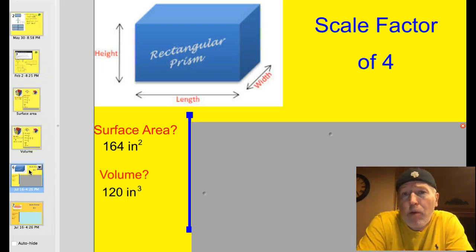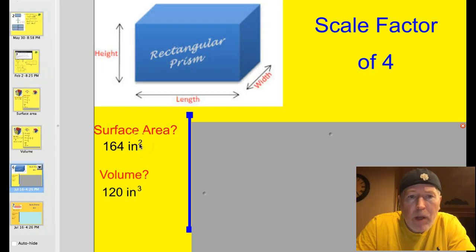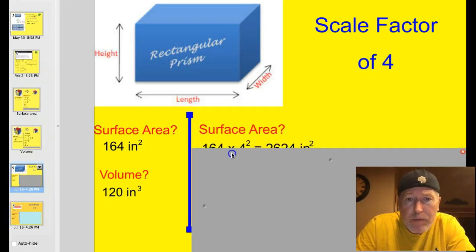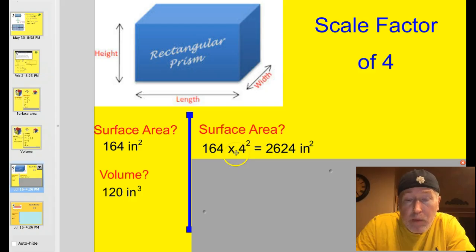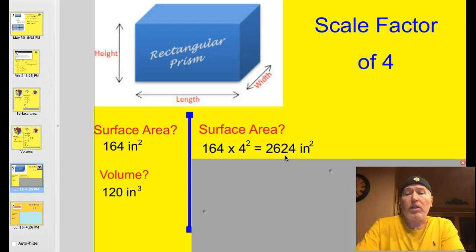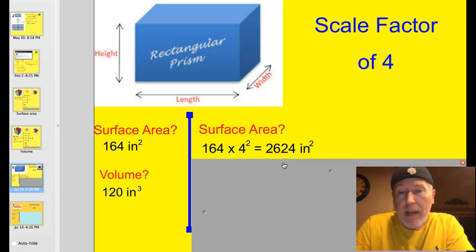All right, one more. We have this rectangular prism here, and we don't even have any measurements on it. Can we use the surface area and the volume of it and scale factor to find the surface area and volume of a new rectangular prism with a scale factor of 4? Yes, we can do it. All right, so the surface area is 164 square inches. So I'm going to take that surface area, and I'm going to multiply it by the scale factor. Remember, our scale factor was 4. Our scale factor squared. So 164 times 16, 2,624 inches squared. And I didn't have to even measure anything.